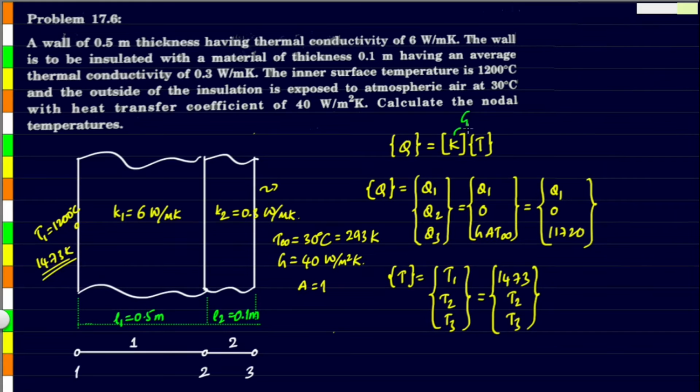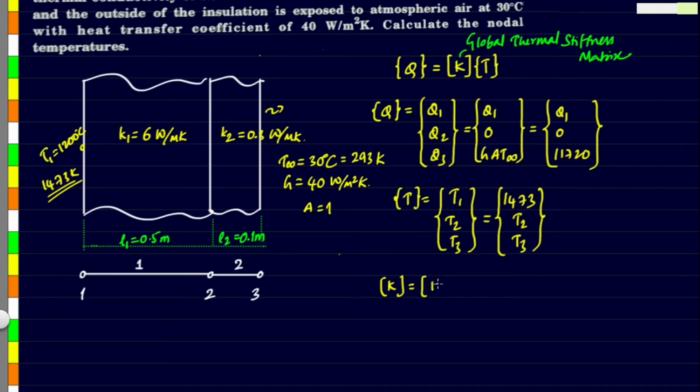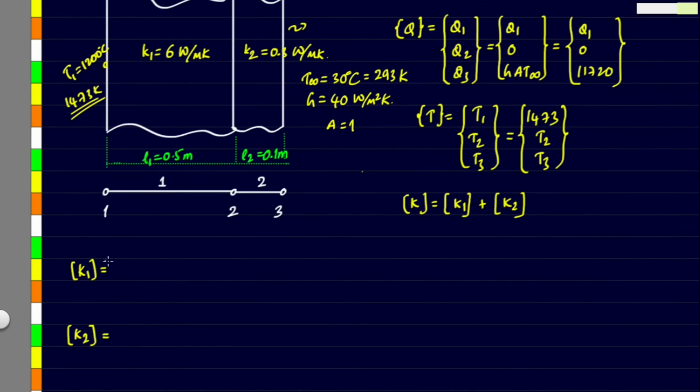Coming to K, this is the global thermal stiffness matrix, and its value is equal to the local thermal stiffness matrix for element 1 and the local thermal stiffness matrix for element 2. So let's find the local thermal stiffness matrices at both the points first, and then we will combine them to form the global stiffness matrix.